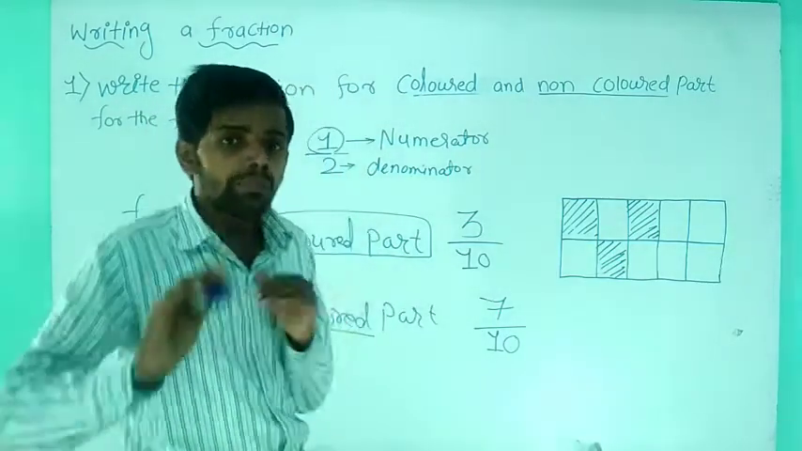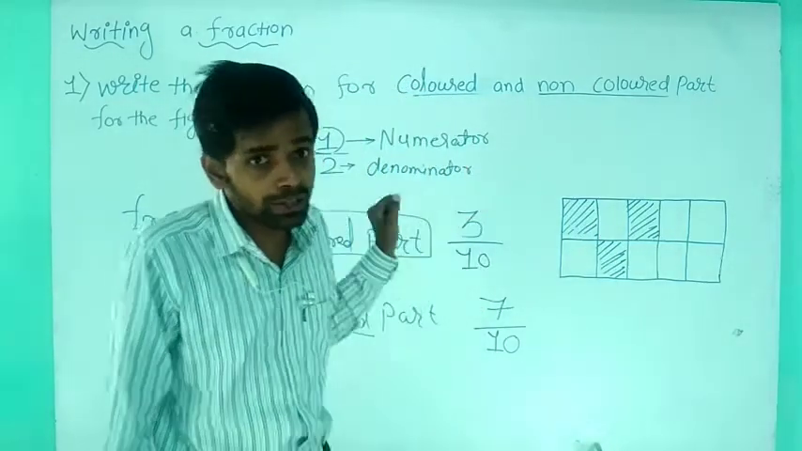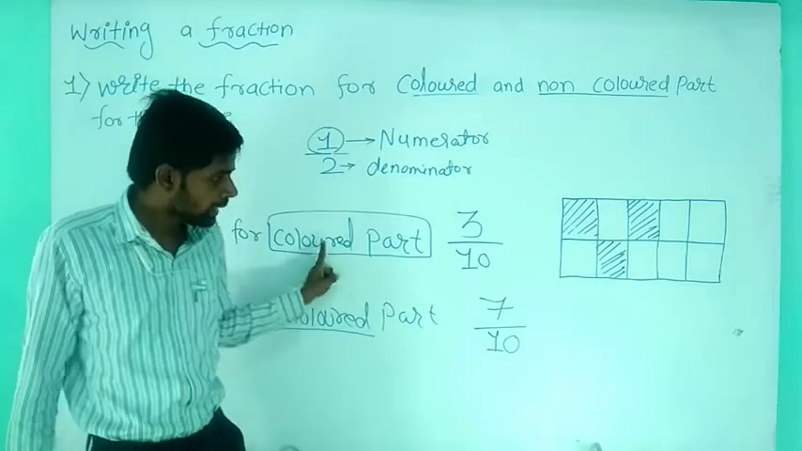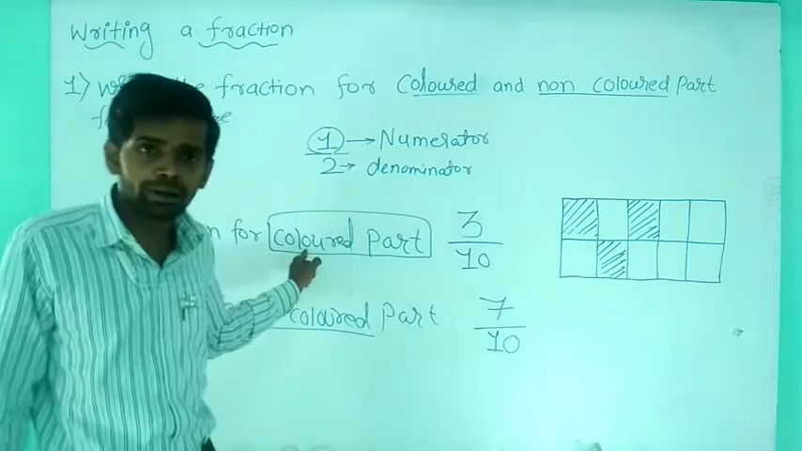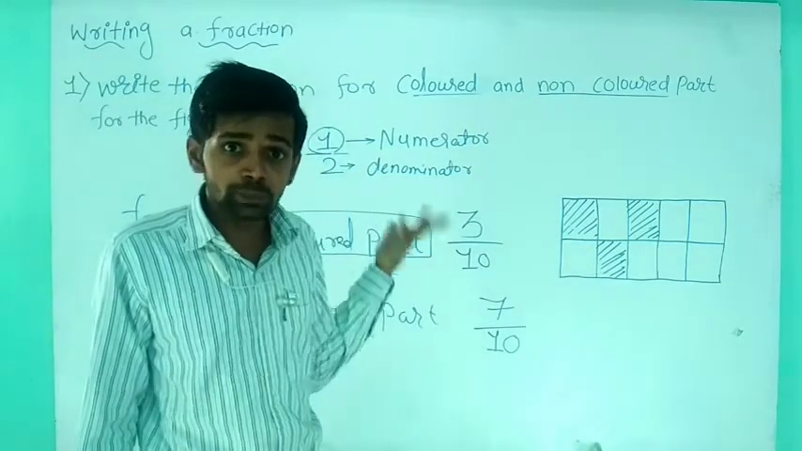Understood everyone? Now suppose instead of 3, 5 parts were colored. So what will we do? We will write 5 by 10 for the colored part and 5 by 10 for the uncolored part, because if 5 out of 10 are colored, then 5 will be uncolored, only then will it make 10.